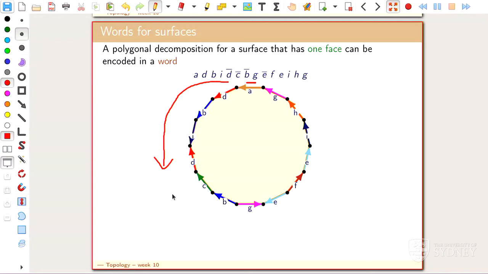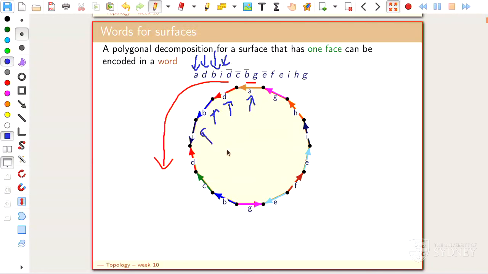So I see an A, so I write an A here. Right? So just write an A. I continue. The next edge I hit is a d, so I write my little d here. And the next edge is a b, so I write a b. And the next edge is an I, so I write an I.